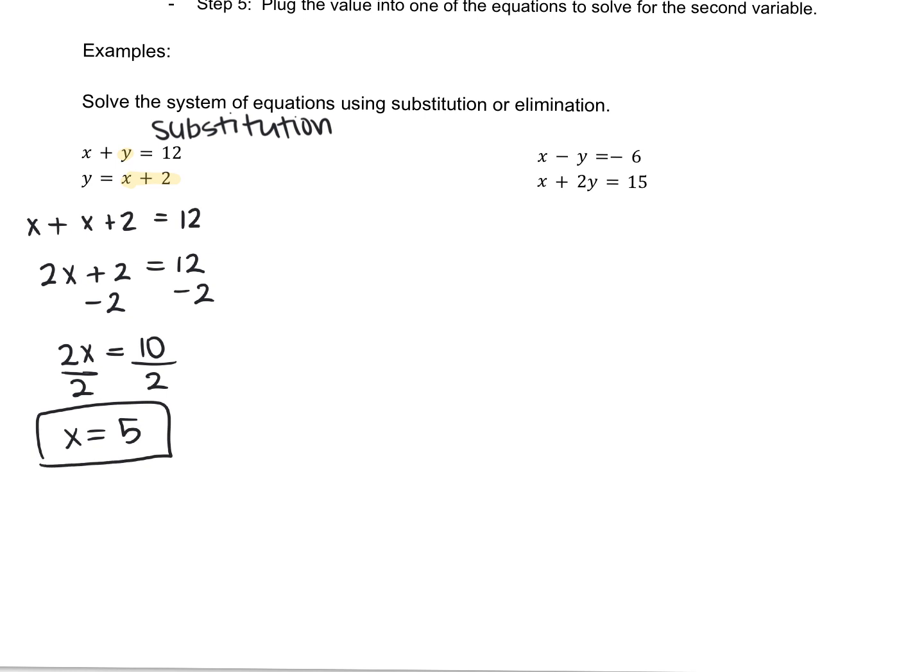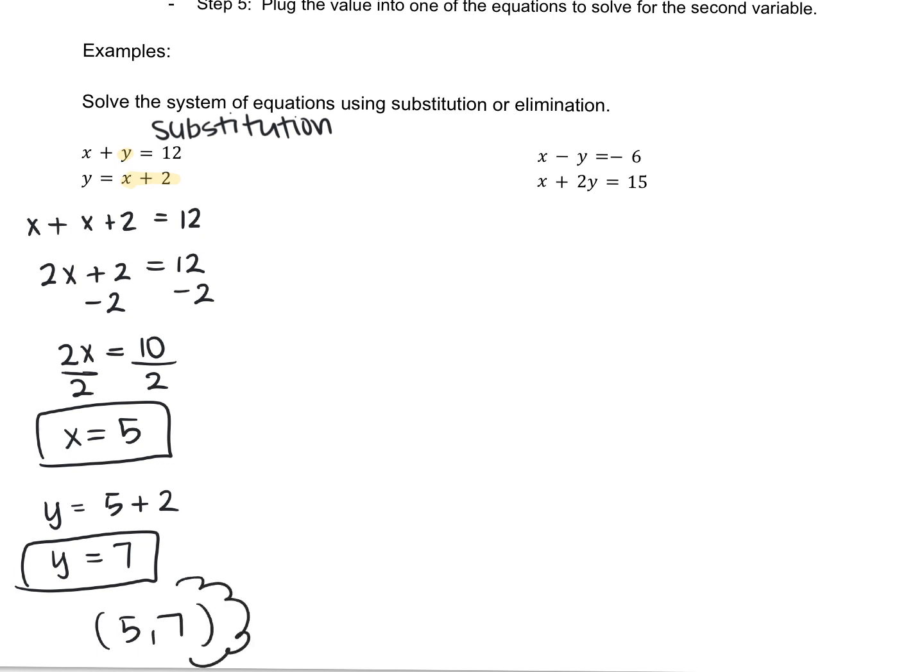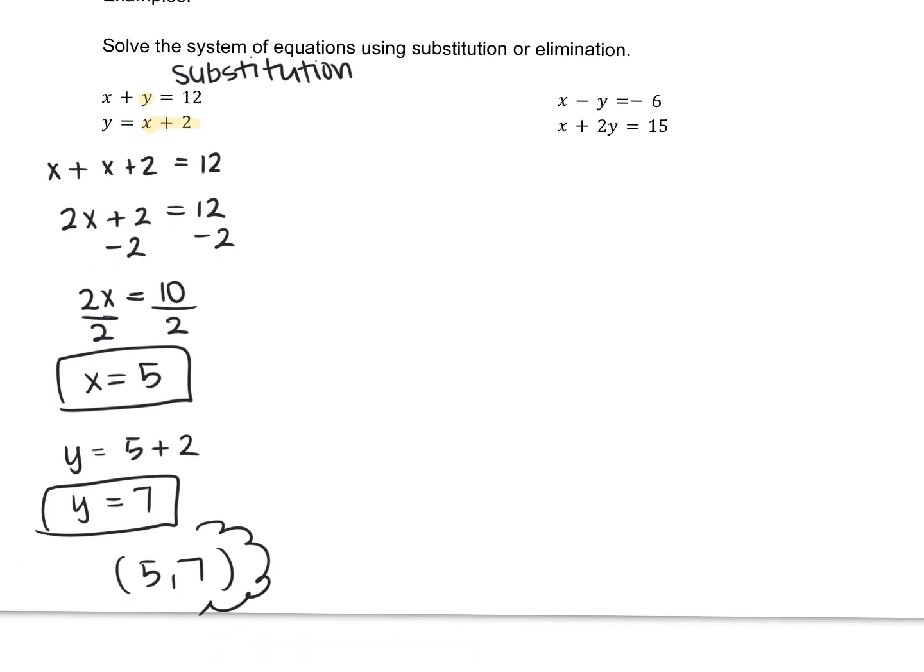Now that I know x, I can plug it into either one of my equations to solve for y. And since I already have an equation that's y equals, I'm going to plug it into that. It says y equals x, which is 5, plus 2, so y equals 7. And the nice thing about solving a system of equations algebraically is you don't have to write your final answer as a point. You can leave it as x equals 5, y equals 7. If I were to write it as a point, it's always in parentheses, x first, then comma y. So I would get (5, 7).